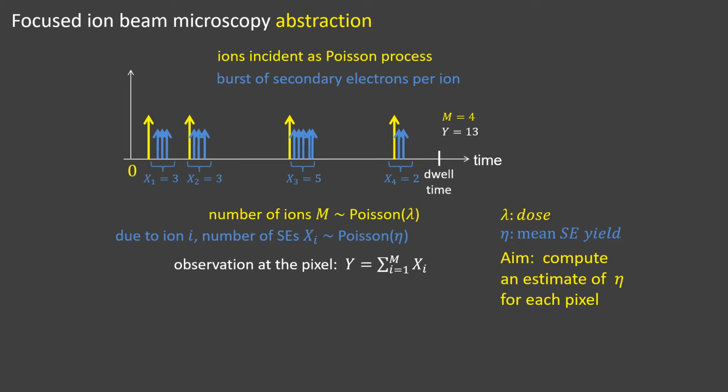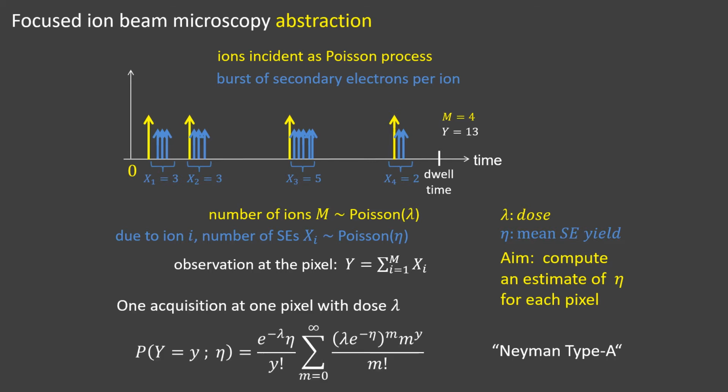This gives us a model for the total number of SEs, which we call Y, and our goal here is to compute an estimate of eta for each pixel. We can write the probability mass function for Y at one pixel with dose lambda, which is called the Neyman type A distribution.